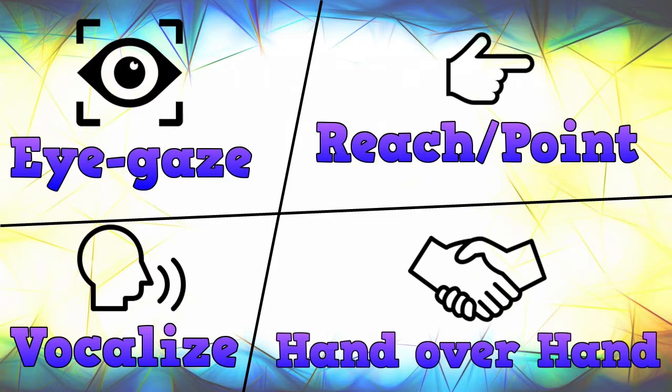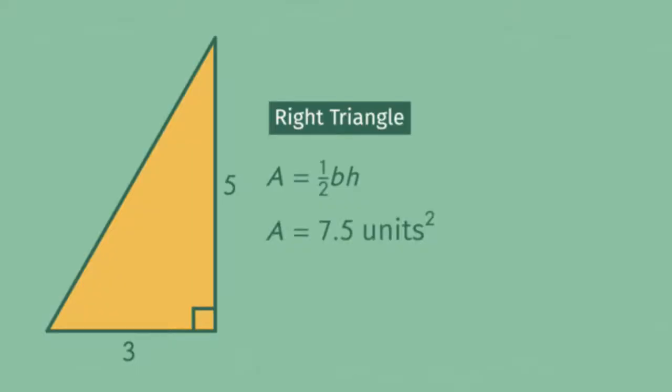All right, now I would like for you to eye gaze, vocalize, reach point, or have someone hand over hand assist you as you look at this diagram of the right triangle. We're going to multiply the base times the height, which is 3 times 5. Then we're going to multiply that by 1/2, and we'll get an answer of 7.5 units.